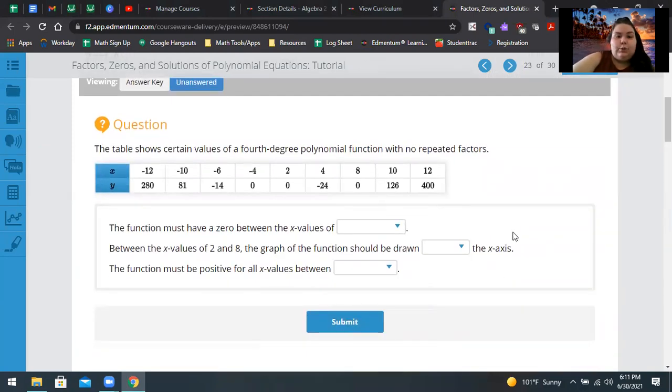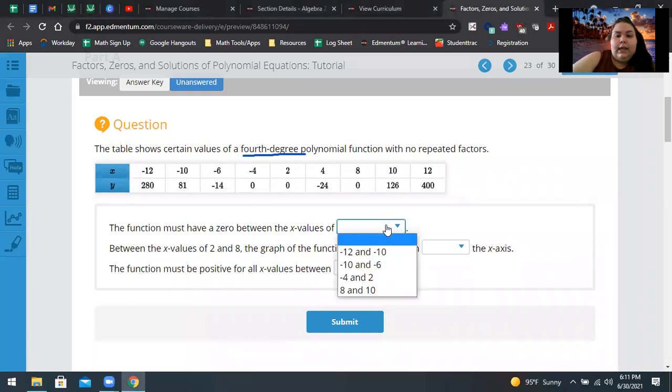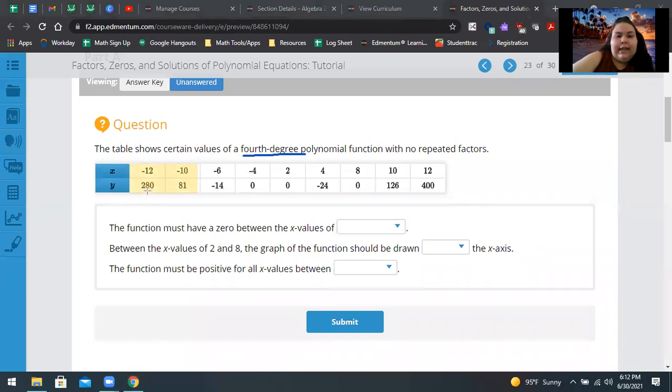It says the table shows certain values of a 4-degree polynomial function. So we're already told it's a 4-degree polynomial function with no repeated factors. The function must have a 0 between the x values of blank. So we look at our options. If we take a look at the first, -12 and -10, let me highlight it. Look at our y values. From 280 to 81, are we going to go through 0?